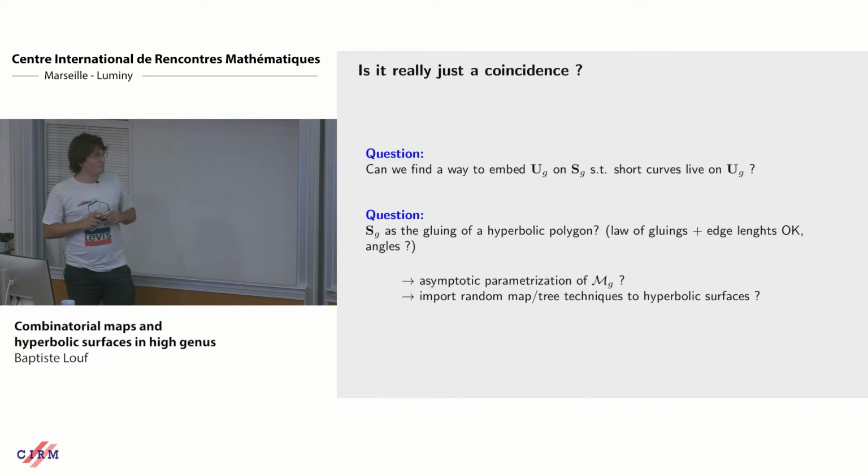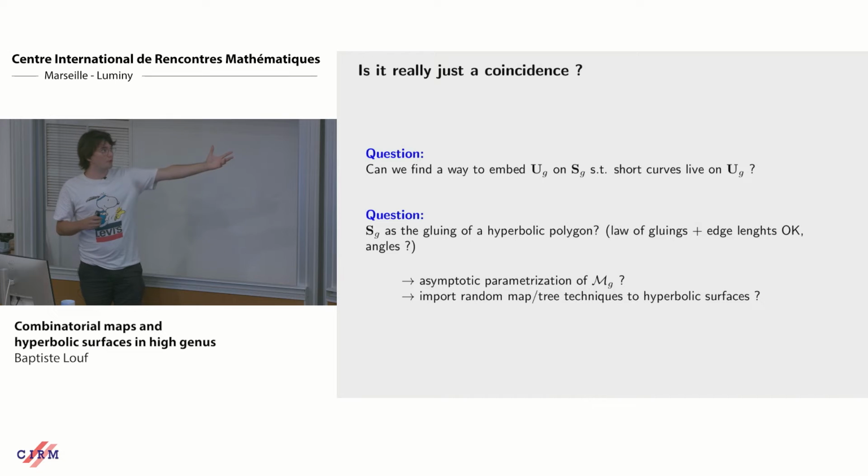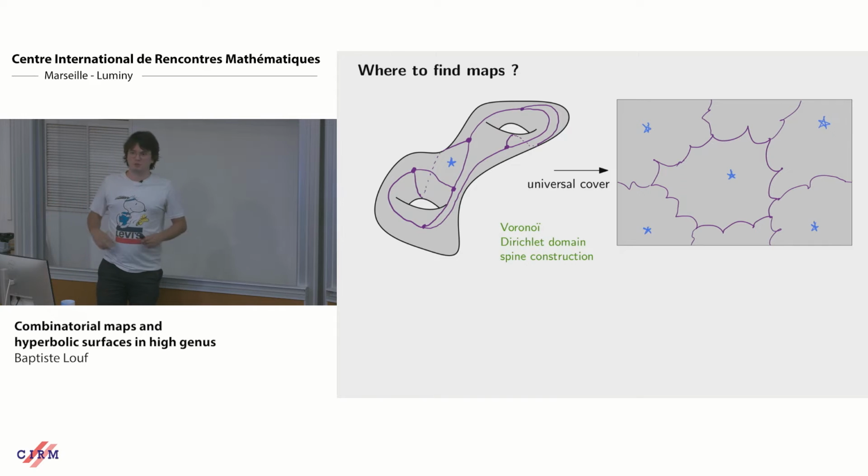I don't know. And also, if the correspondence is strong enough, maybe you can import techniques from one world to the other. Like maybe you can import random map techniques, which in our case of unicellular maps boil down to random tree techniques, I will tell you about it later, to the hyperbolic surface world. I tried to think about it, but I didn't make much progress on this question, but now I want to submit these ideas to you, and then you go home and you solve my conjecture. Where can you find a map on a hyperbolic surface?